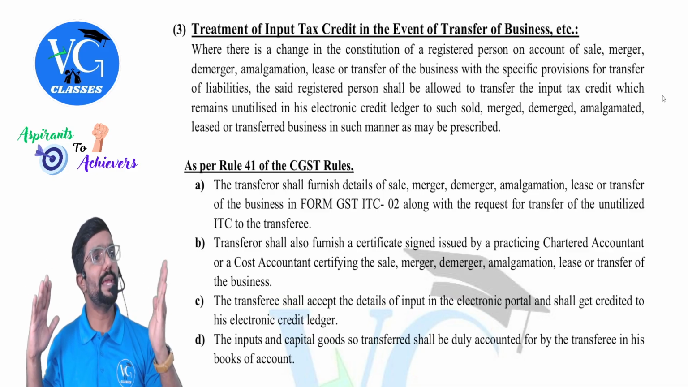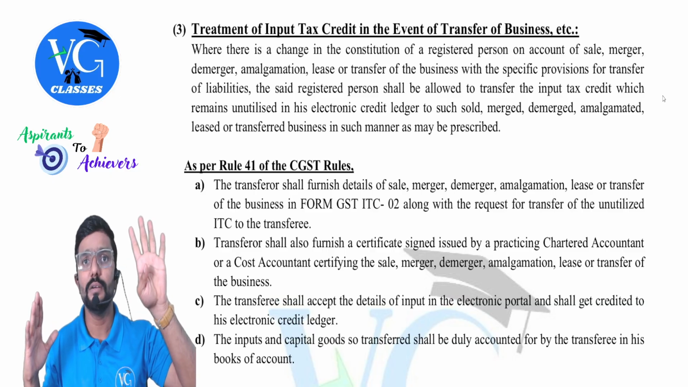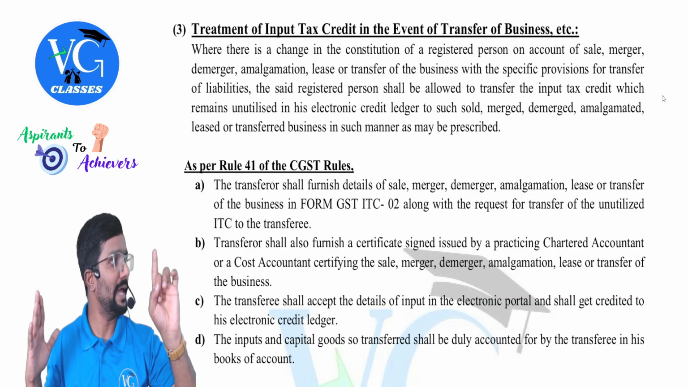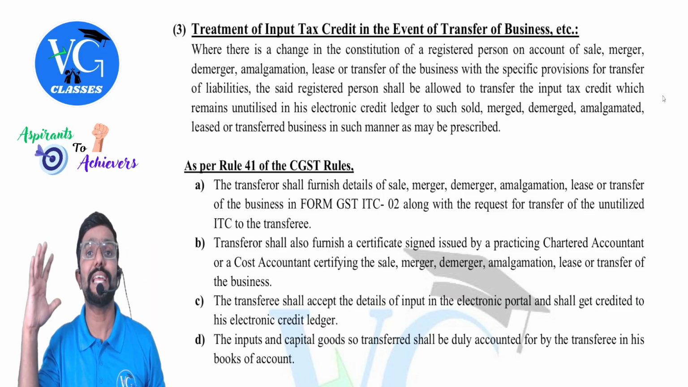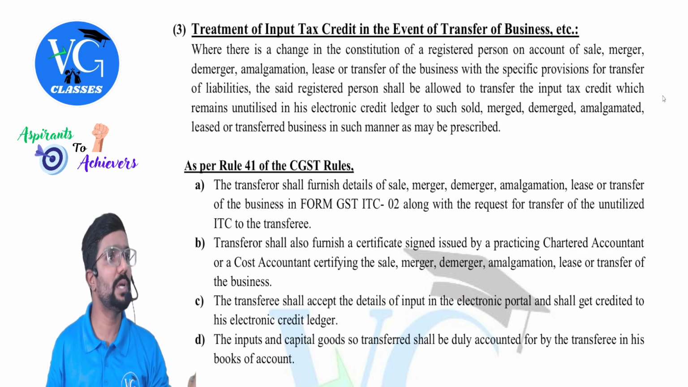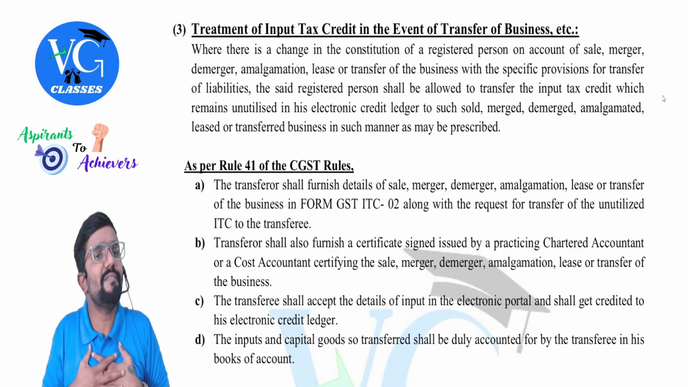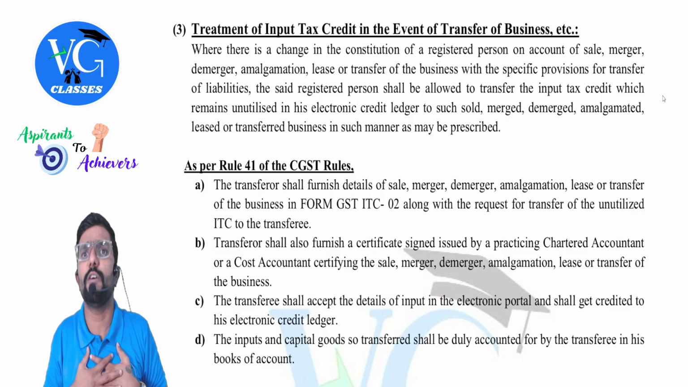Assume A Limited had 5 lakh credit. They have already utilized 4 lakh. How much is unutilized? 1 lakh. Now, how much can B Limited carry over and use? 1 lakh. Sir, 5 lakh? No. What is already used, how can you take it? Clear.